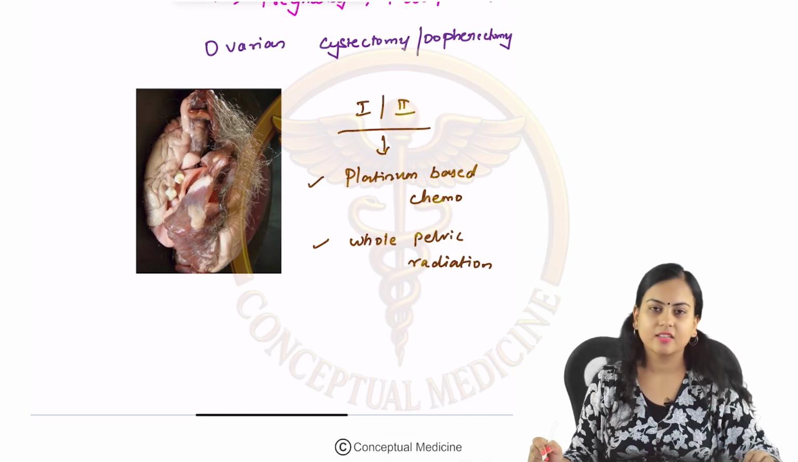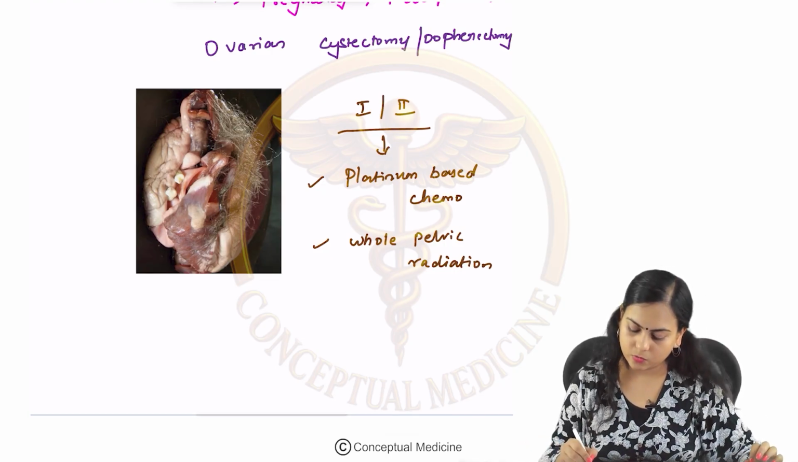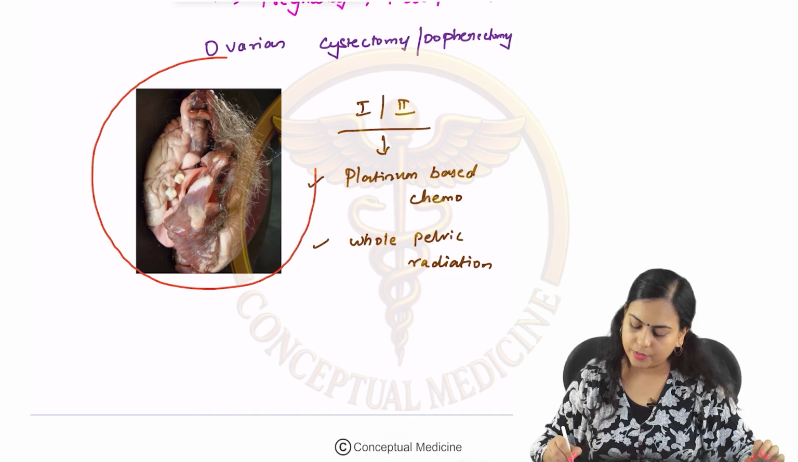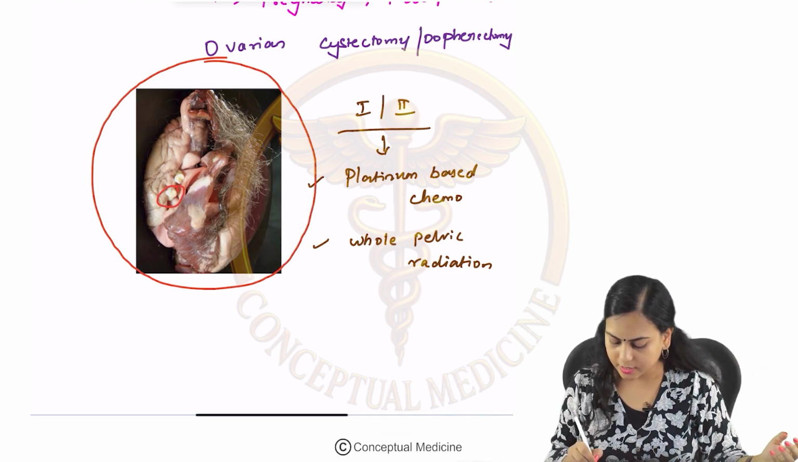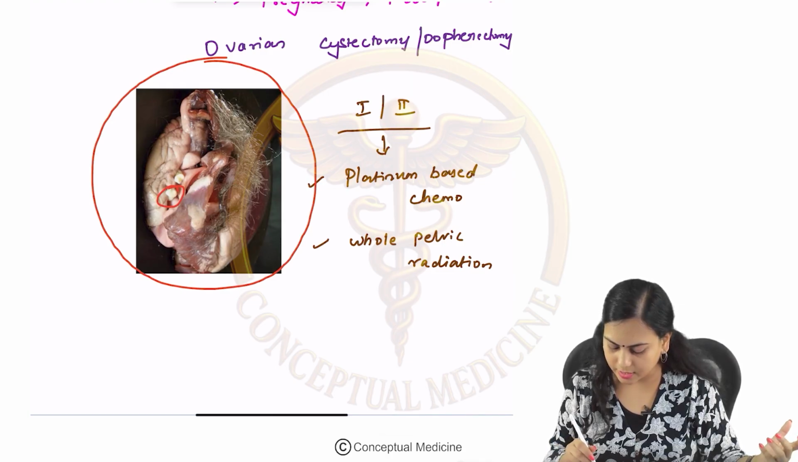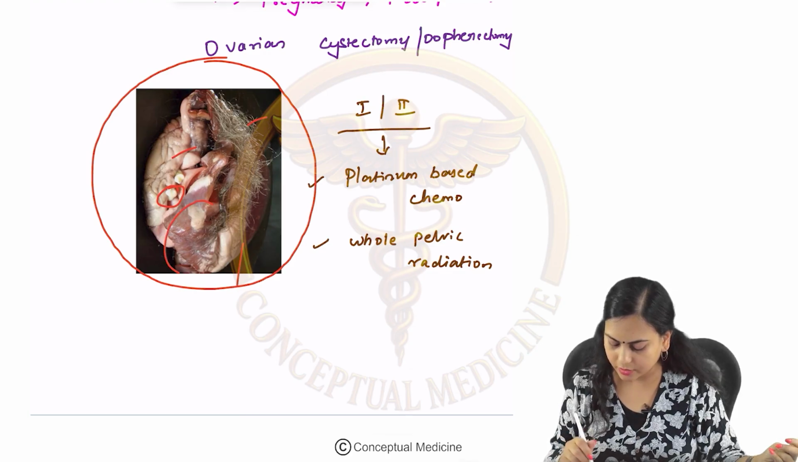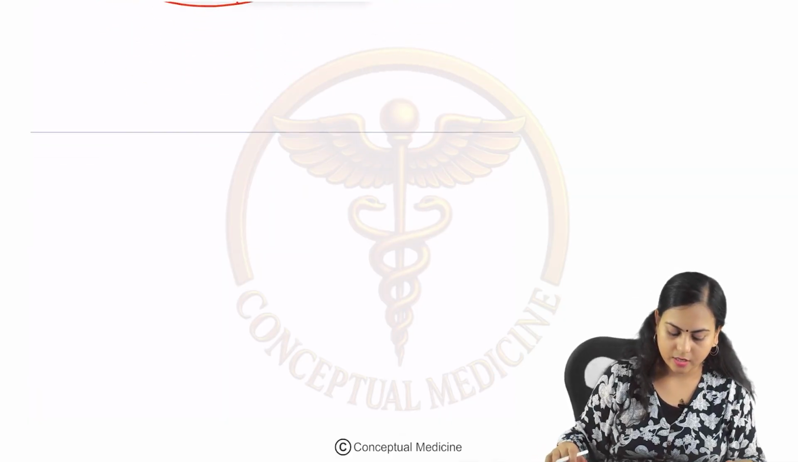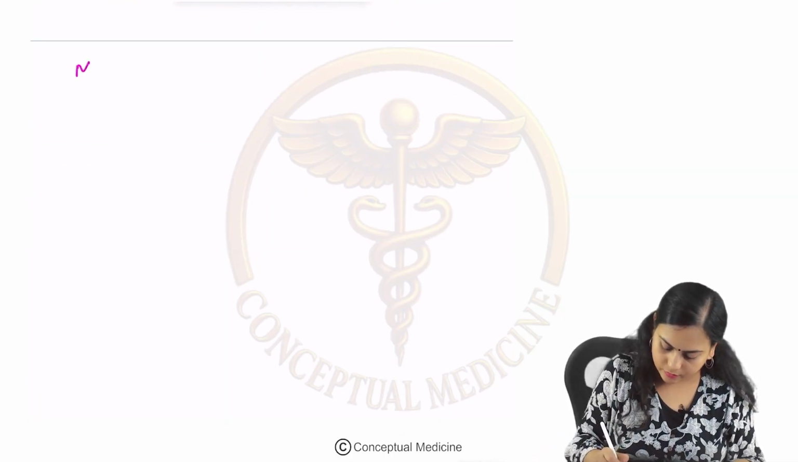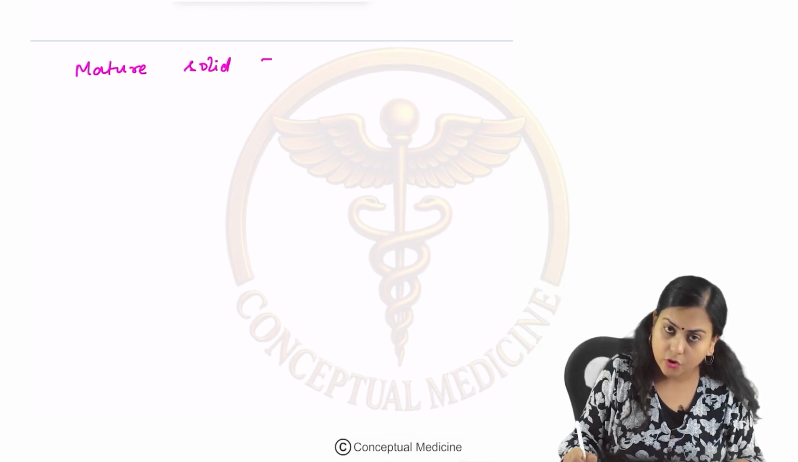Clear? Right. Now, this is a dermoid cyst, a cut open section. You are able to see teeth, you are able to see even bowel-like hair and some other tissues. This seems like thyroid tissue, right? Now, let's discuss mature solid teratoma.